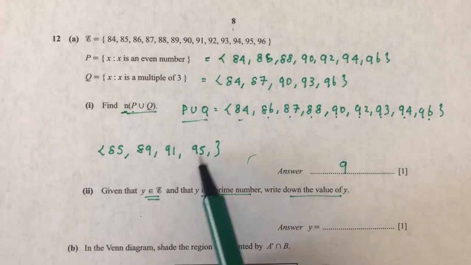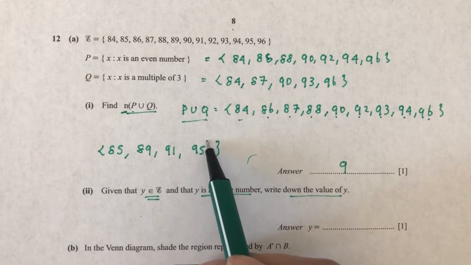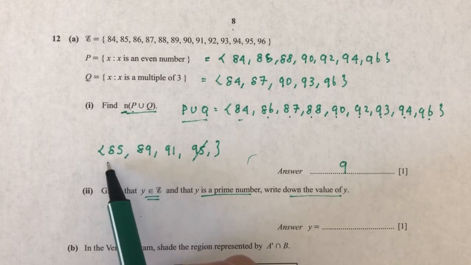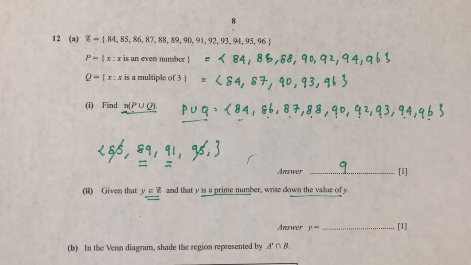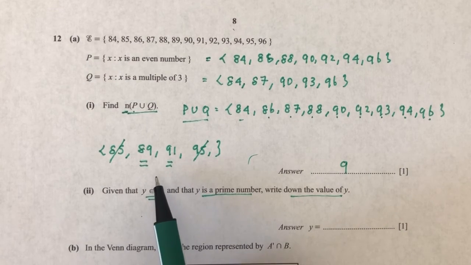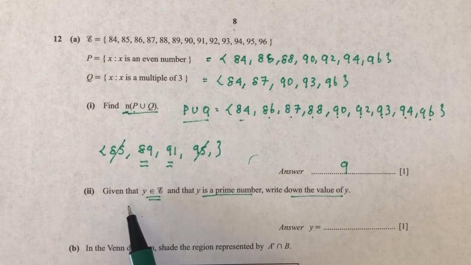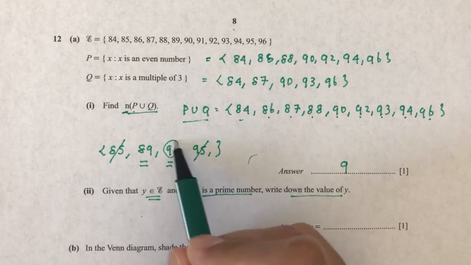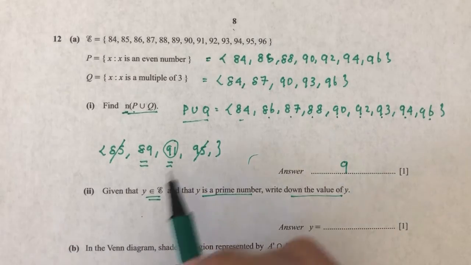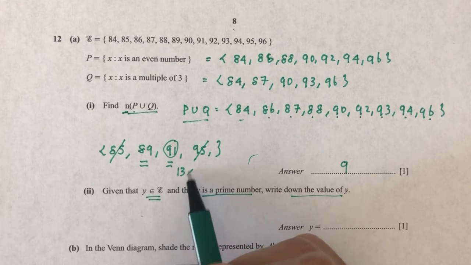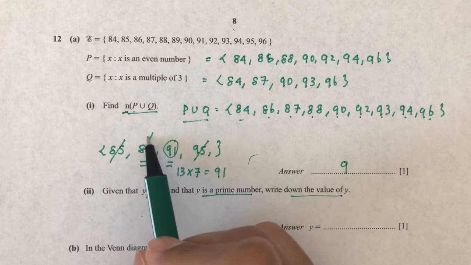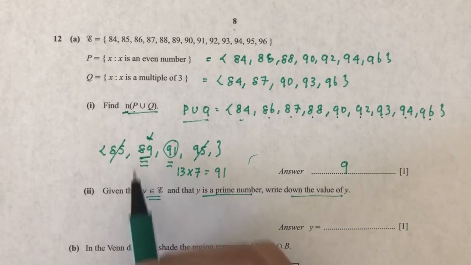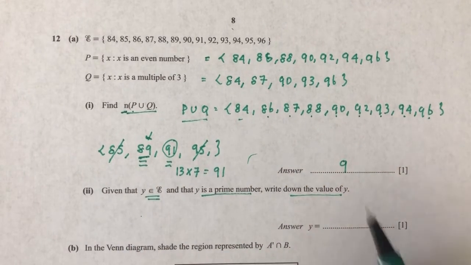So we know that this one is divisible by 5, so it is not prime. This one is divisible by 5 as well, so it will not be prime. So we have these 2 values remaining. Now we have to test and try. So we realize that this is not prime either, because if we take 13 times 7, we get 91. So this one is not prime, so the only prime left is this number. So y will be the value of 89.